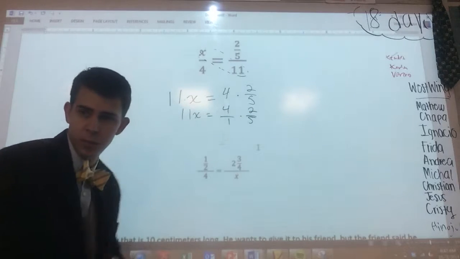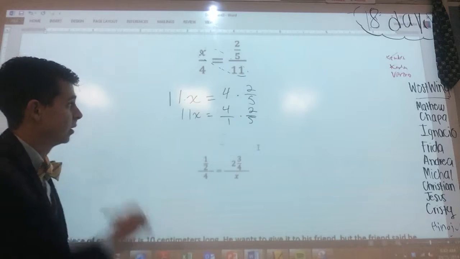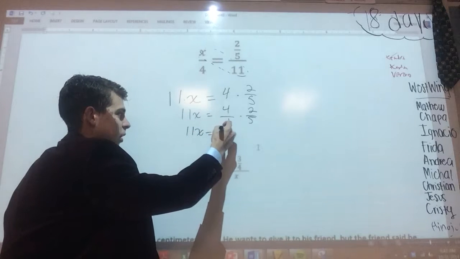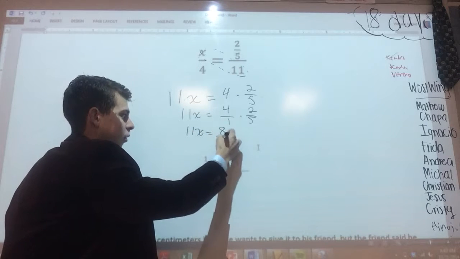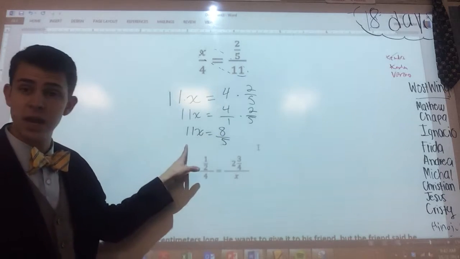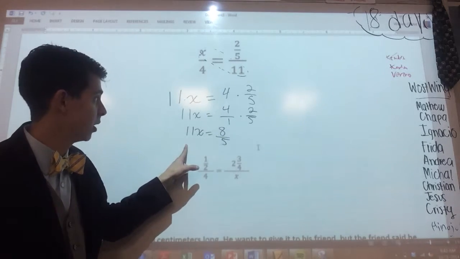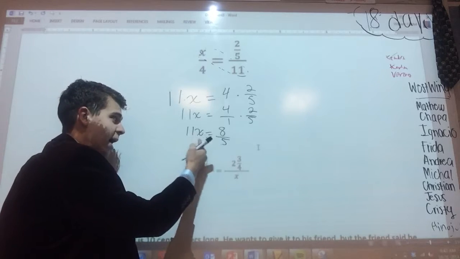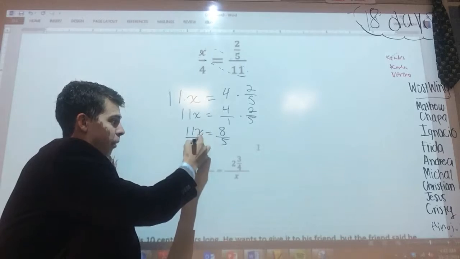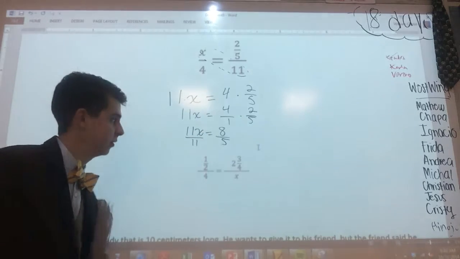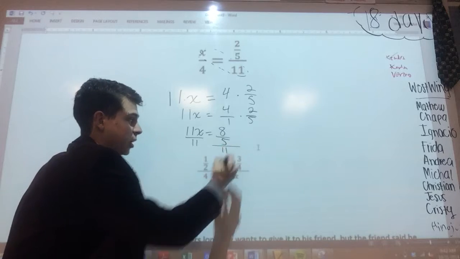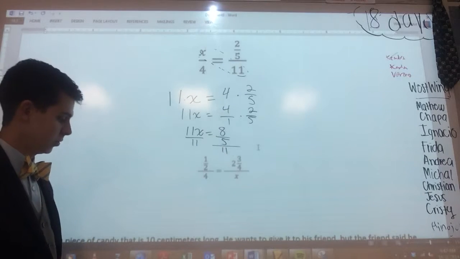I don't need to flip it because it's not dividing. So I've got this now. 11x is equal to 8 over 5. And now here, I've got a one-step equation. I'm going to isolate the x, do the inverse operation. So I'm going to be dividing by 11. What I do to one side, I also must do to the other. So this is what we have.